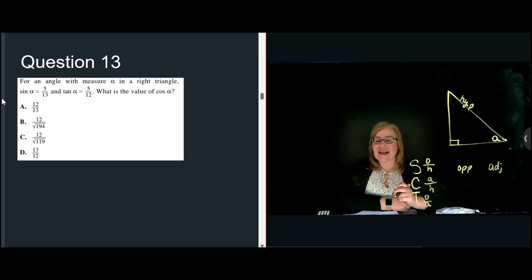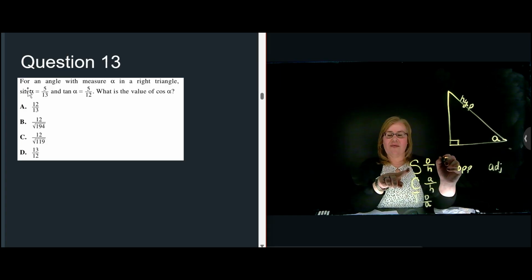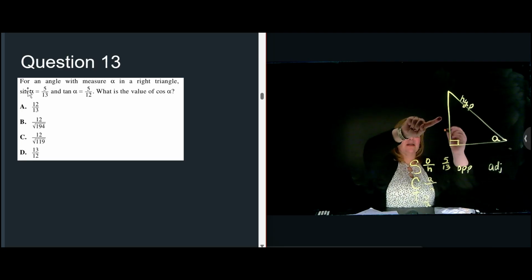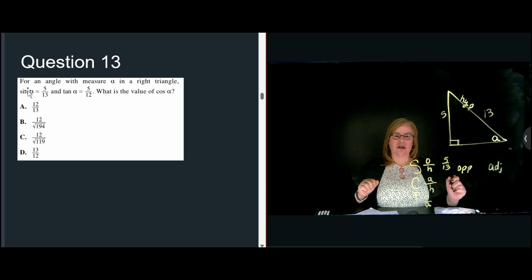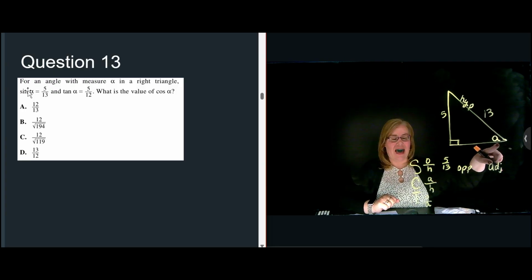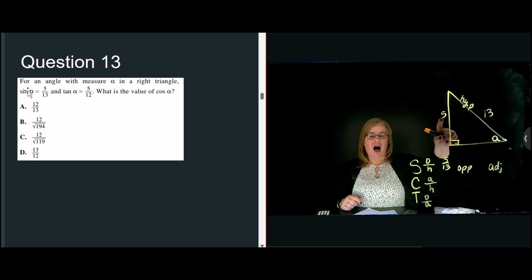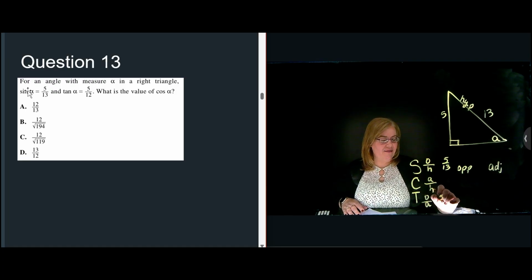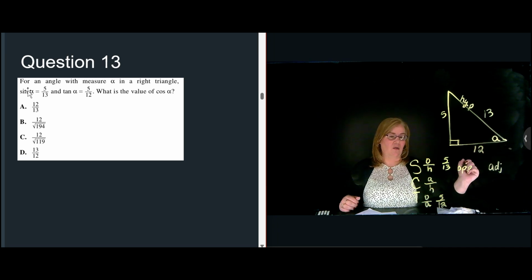So it says the sine of A, which is opposite over hypotenuse, is 5/13. That means the opposite side of this triangle is 5, and the hypotenuse of this triangle is 13. Then it also tells me that the tan of A, which is opposite over adjacent, has opposite 5, and adjacent is 12. That means this side is 12.